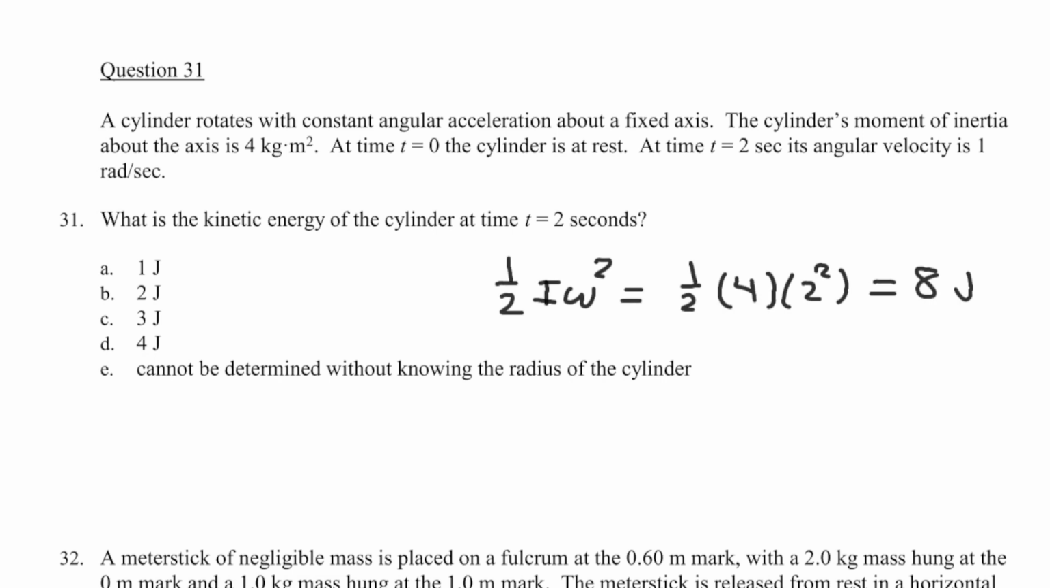One half times I times omega squared. Oh, and I plugged in the wrong value. So that's just going to be 2 joules. B. It's just plug and chug.